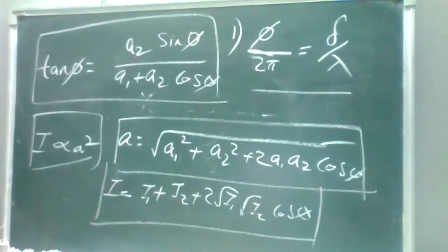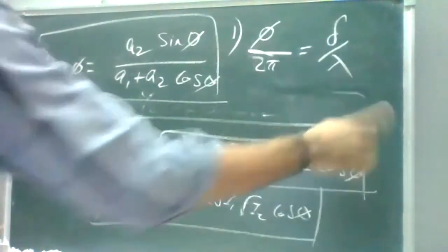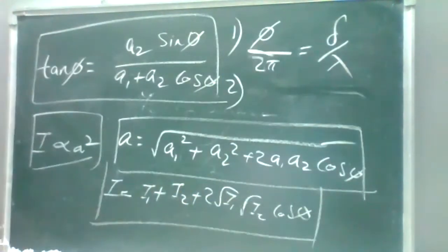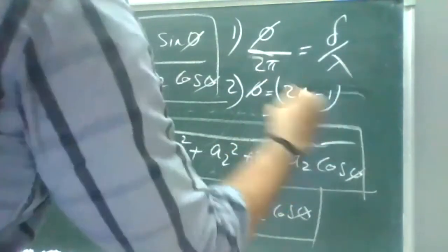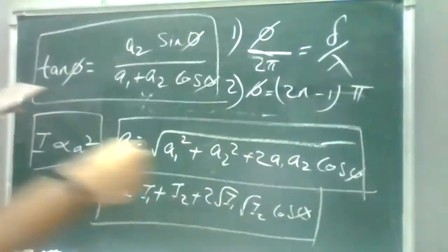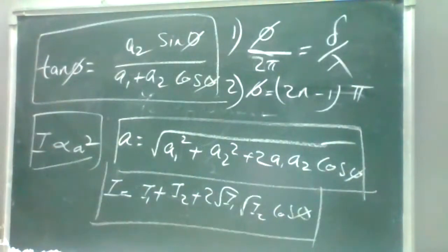Phi by 2 pi is equal to del by lambda. It is for consecutive difference. Second one, destructive: phi is equal to (2n minus 1) into pi, where n is equal to 1 and so on. It will be varying.